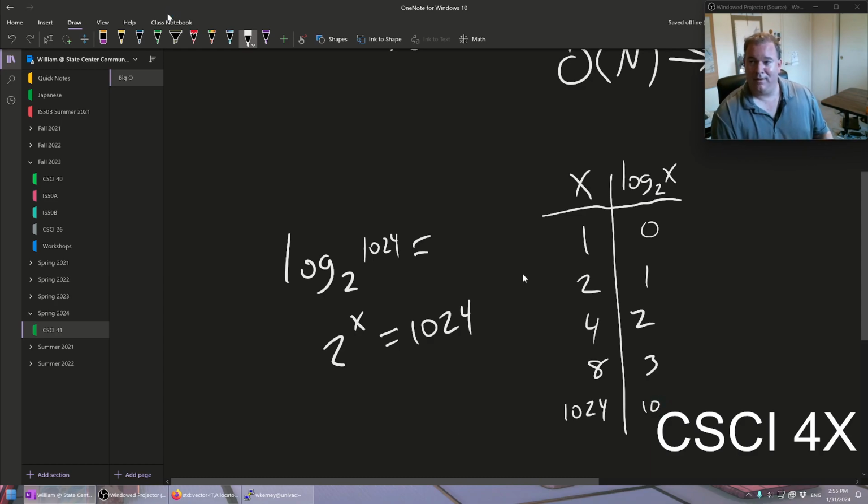So if your program is given a vector of size 1024, and I tell you my algorithm will run in order log n time, then that means I can solve the problem in 10 steps. Even though the vector is of size 1024, I can solve whatever problem it is in 10 steps or less. And if I double this to 2048, I only need one more operation. Isn't that cool? Every time I double the size of the problem, I only have to do one more step.